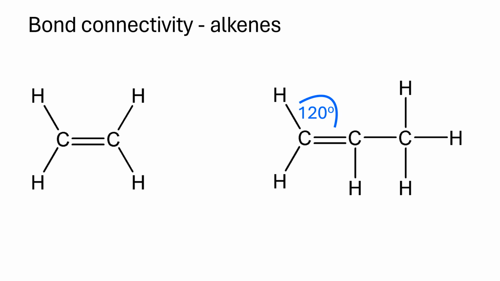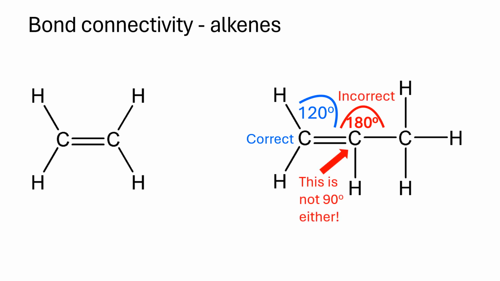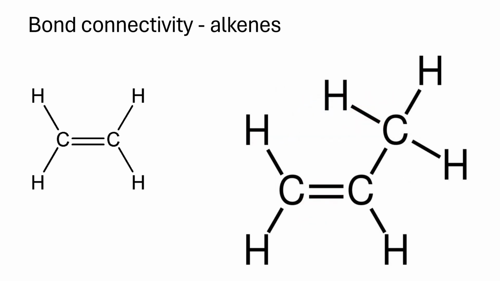And it's got one correct bond on the right-hand side, but it also is implying that there's 180 degrees between the second carbon in the carbon-carbon double bond and the CH3 group on the right-hand side. That's obviously wrong, and neither is that bond 90 degrees. So the correct way to draw this would be something like that.